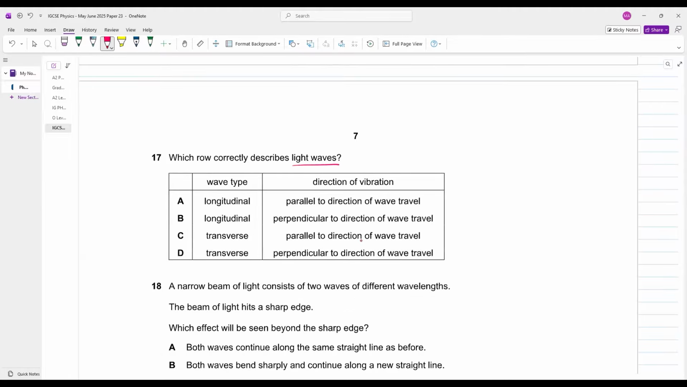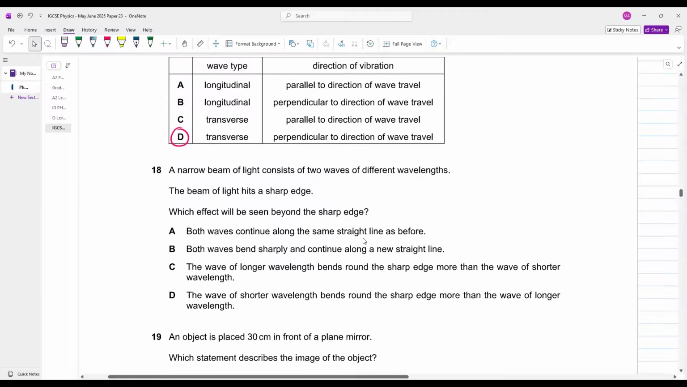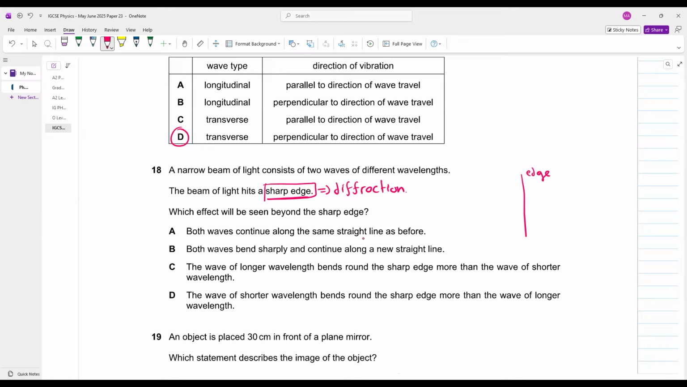Which row correctly describes light waves? Light waves are transverse waves and they travel perpendicular to the direction of wave travel. 18 पे आ जाओ. A narrow beam of light consists of two waves of different wavelengths. The beam of light hits a sharp edge. बेटा जब आप sharp edge पे hit करते हो, let's say like this is your edge. Whenever you hit a sharp edge, what do you perform? You undergo the process of diffraction.